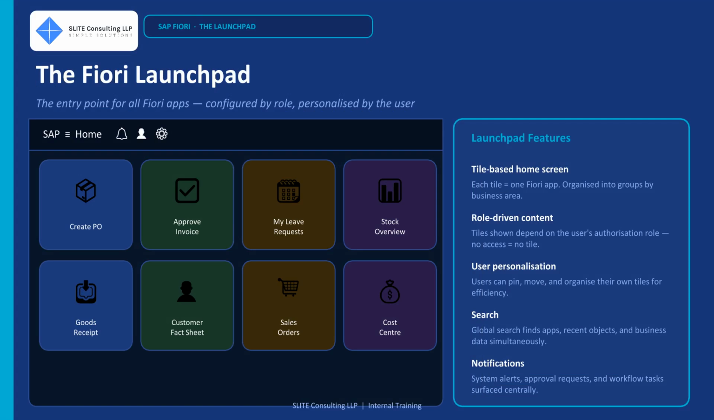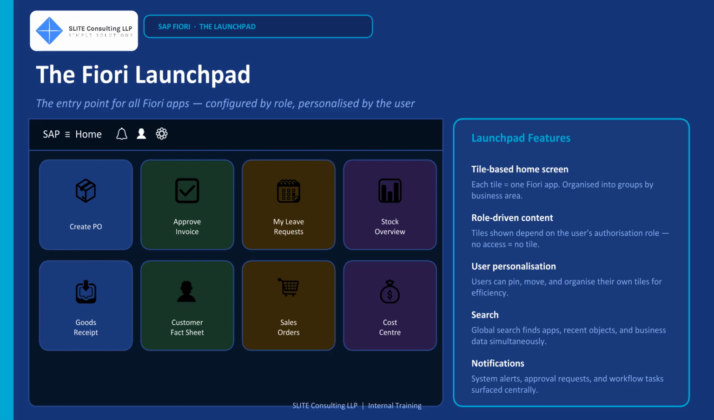A browser-based home screen of tiles. Each tile represents one app. Tiles are organized into groups by business area: purchasing, finance, HR. The launchpad is role-driven. What you see depends entirely on the business role assigned to your user account.